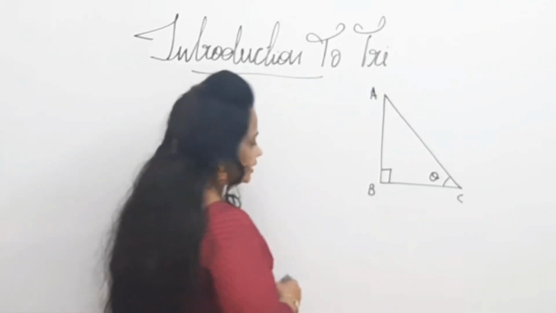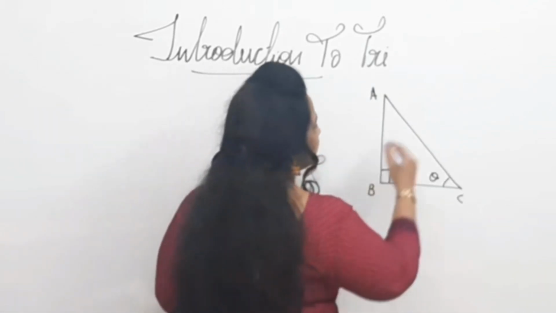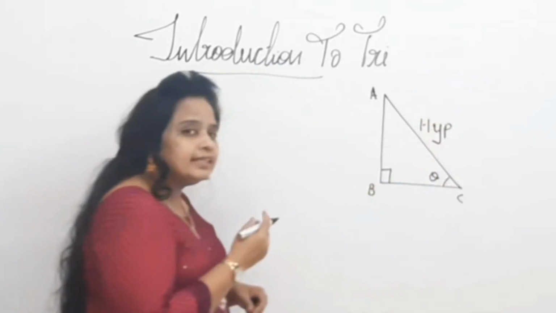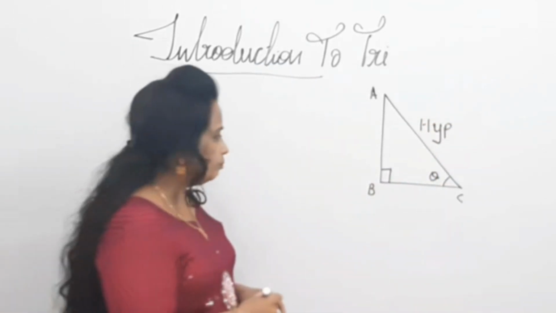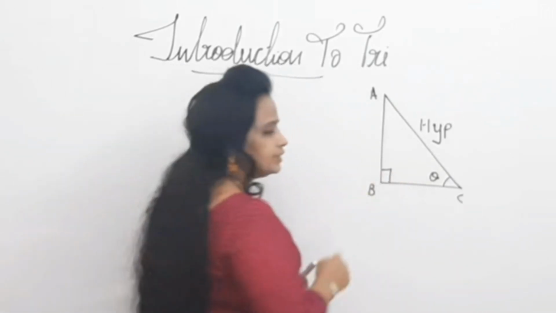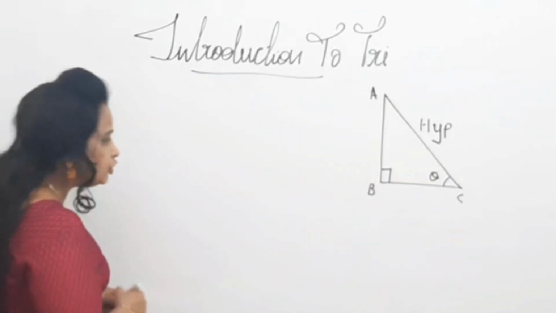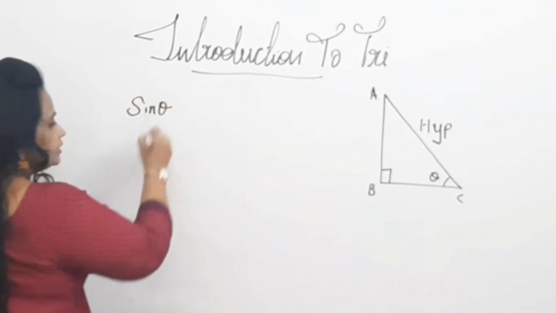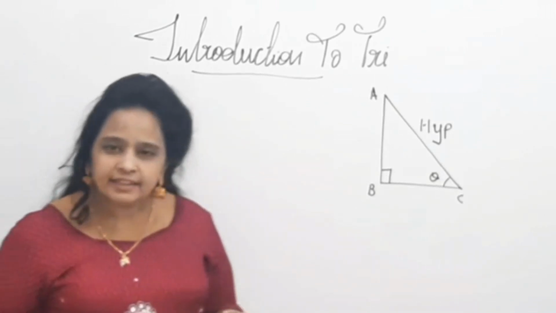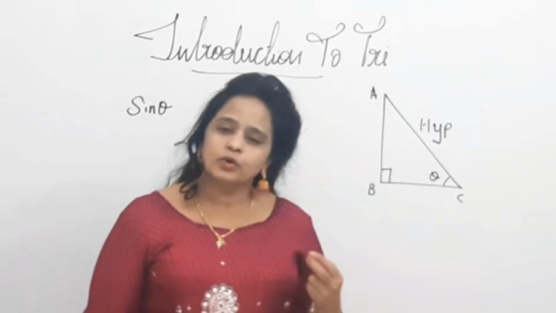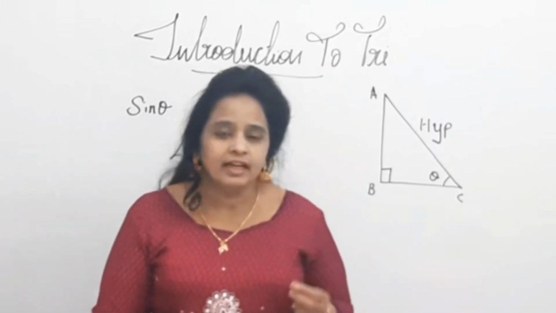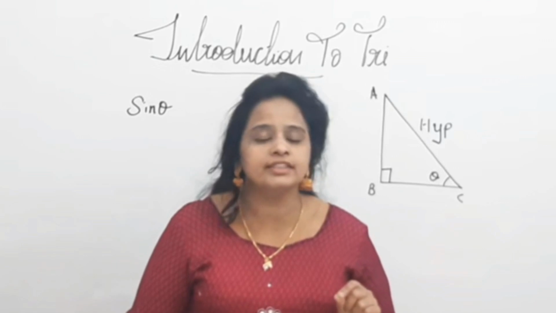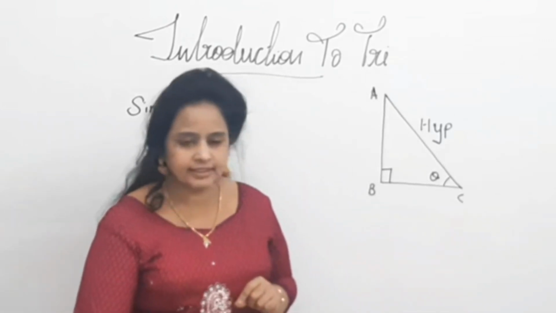Now the ratio says opposite to 90 degrees is always the hypotenuse. That is the lengthiest side of a triangle. Now I have my theta at C. So how do my ratios come? The ratios you know are sine theta, cos theta, tan theta, sec theta, cosec theta and cot theta. These are the 6 ratios that you are studying in 10th standard.